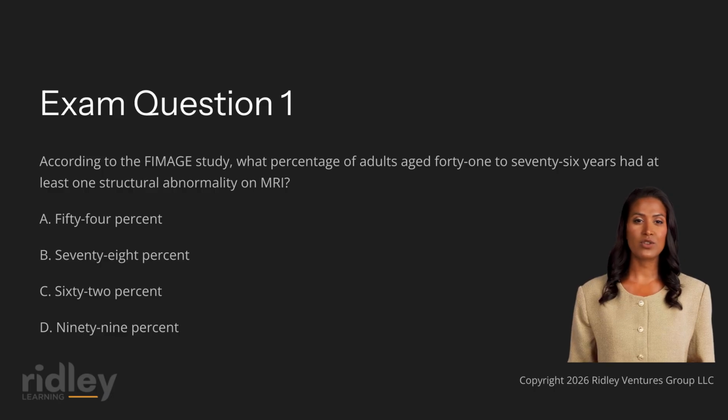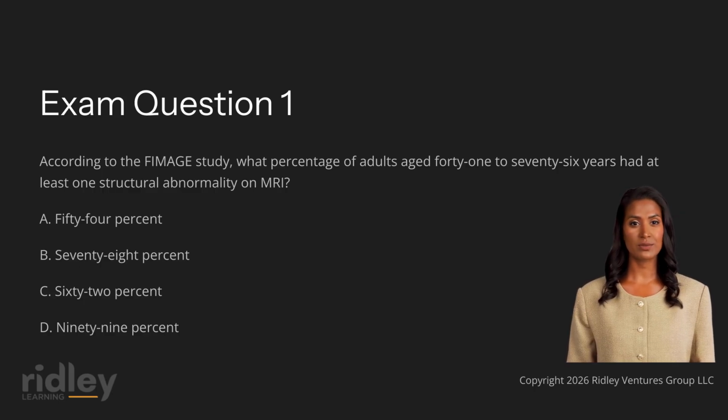We will now review the exam questions to solidify your understanding. Question 1. According to the FIMAGE study, what percentage of adults aged 41 to 76 years had at least one structural abnormality on MRI? The correct answer is D, 99%.